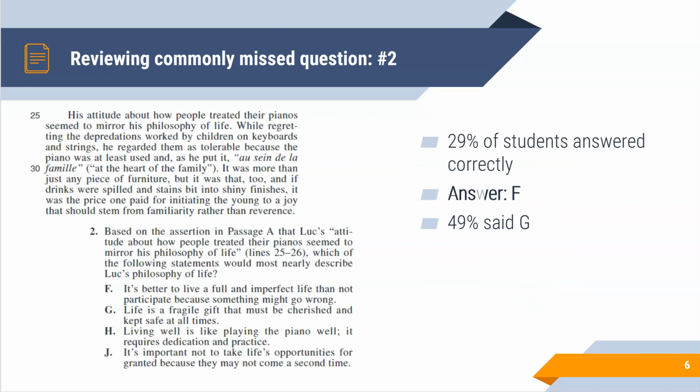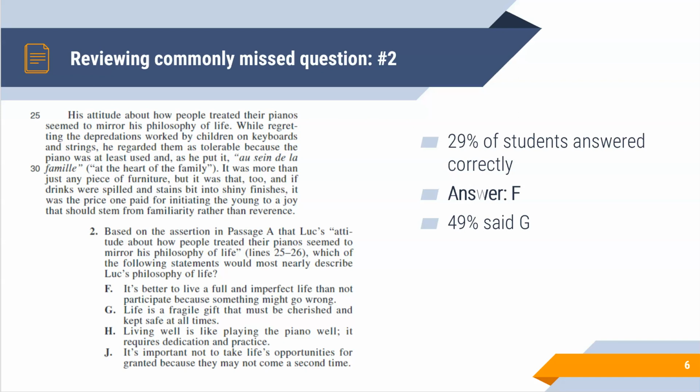We're going to start with question number 2. So number 2 says, based on the assertion in passage A that Luke's attitude about how people treated their pianos seemed to mirror his philosophy of life, lines 25 through 26, which are excerpted above, which of the following statements would most nearly describe Luke's philosophy of life? So the correct answer here is F. It's better to live a full and imperfect life than not participate because something might go wrong.